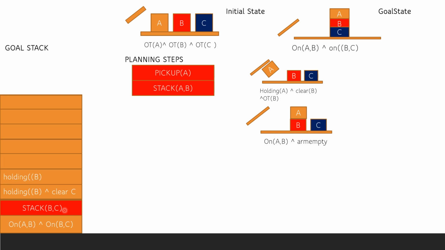Holding B and clear C. We'll push them one by one into the stack, and we'll match whether these conditions are satisfied or not. Clear C, yes, C is clear. So we'll pop this off from the stack.